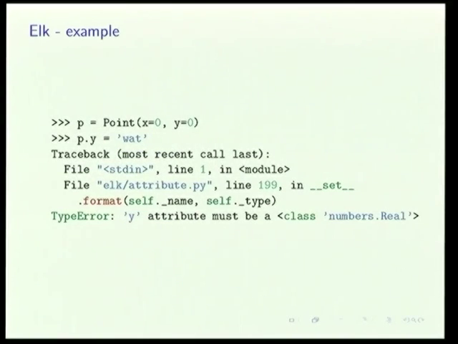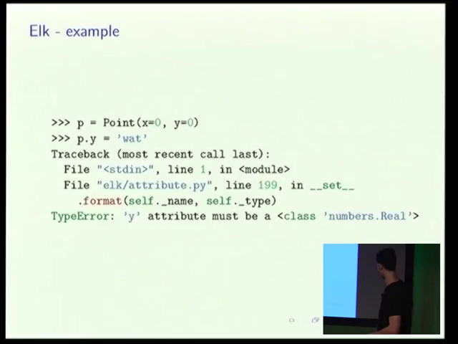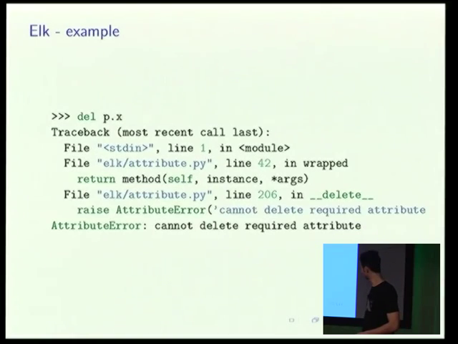Okay, well, we'll construct the point at the origin, x and y as 0. But then we'll try and set the attribute y to be a string. No, sorry, still can't do that. Still needs to be a real number. Or if we take the object we constructed, so we have a point at the origin, and we want to delete the x attribute, that is going to be prevented. It's going to raise an attribute error and say, sorry, that was a required attribute. I'm not going to let you delete it.